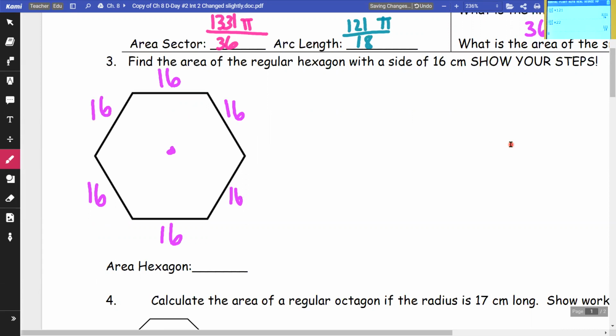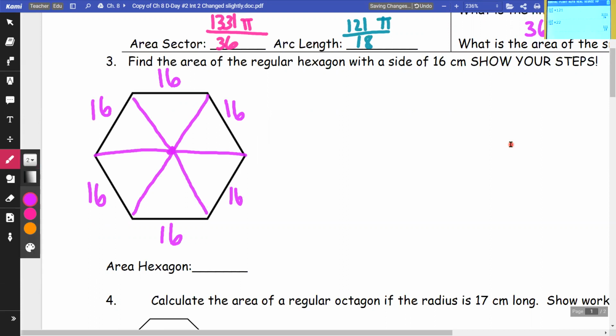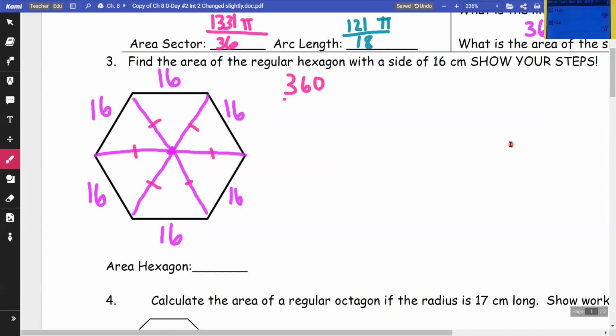So when I have my center of my hexagon and I draw out to each of my vertices, I am going to get 6 triangles. Now, these triangles are for sure isosceles. Okay, that's always true for any regular polygon. But in this one in particular, my central angle, if I take 360 degrees divided by 6, I get 60 degrees. Each of these is 60 degrees.